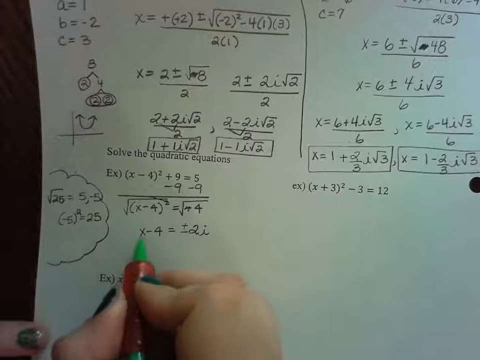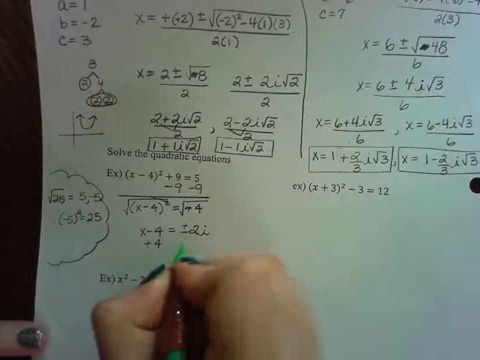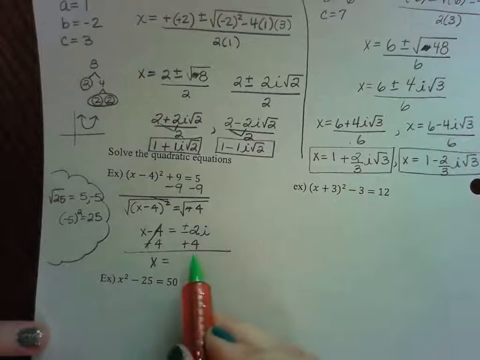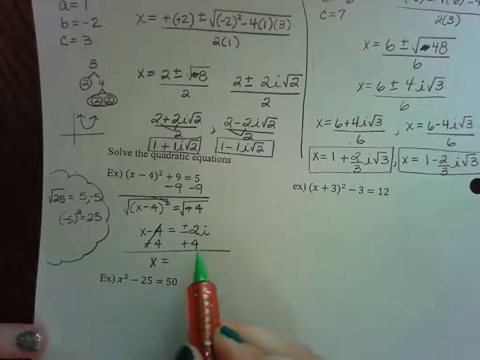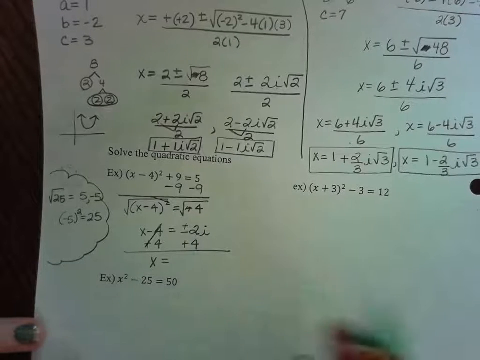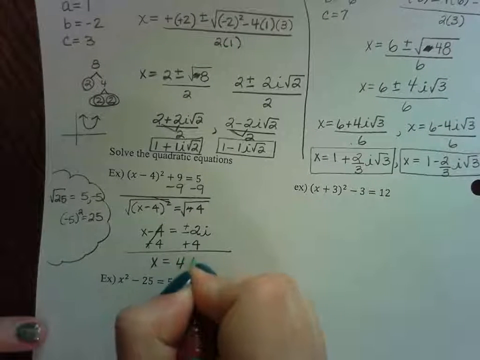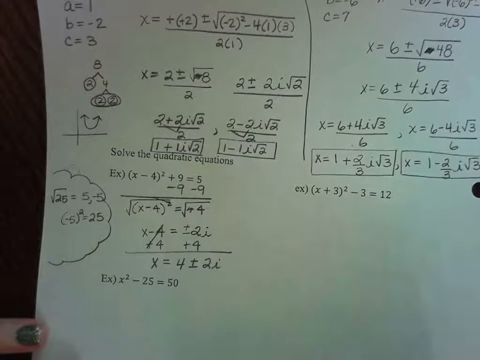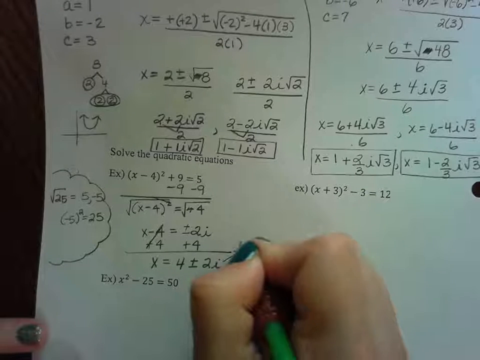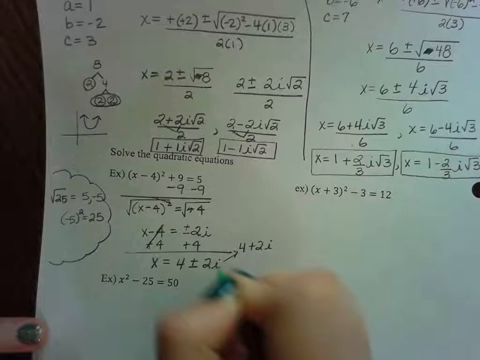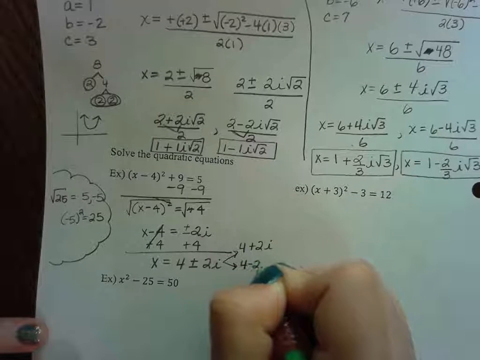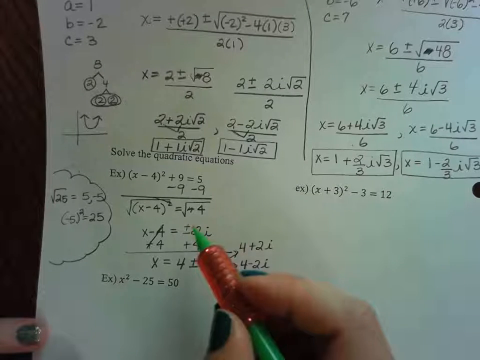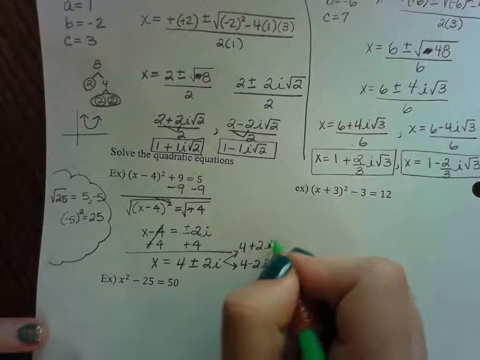So now we still have to get the x by itself. So you're going to add 4. So we're going to add 4 over here. x equals, now this 4 can't combine with that 2 because it doesn't have an i behind it. So you're going to just write it like this. So 4 plus or minus 2i. And so now you've got your solutions. One solution is 4 plus 2i. The other solution is 4 minus 2i. Okay? So really the only thing new is just remembering to put that plus or minus in front of your square root answer.